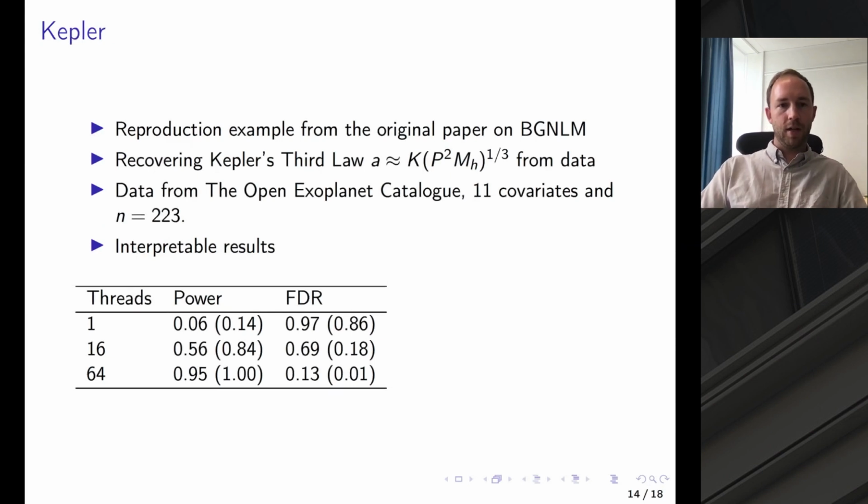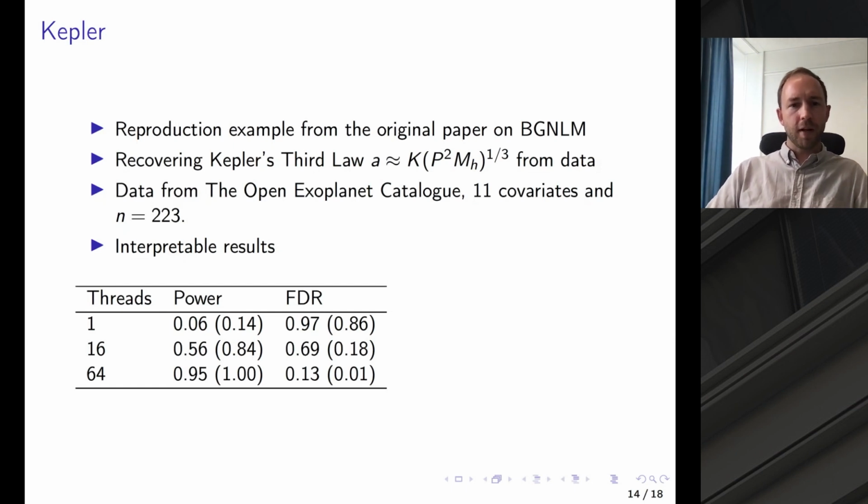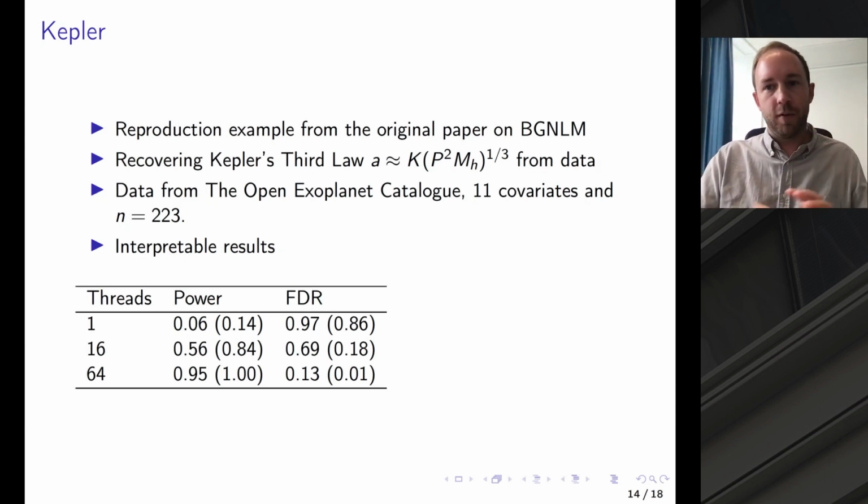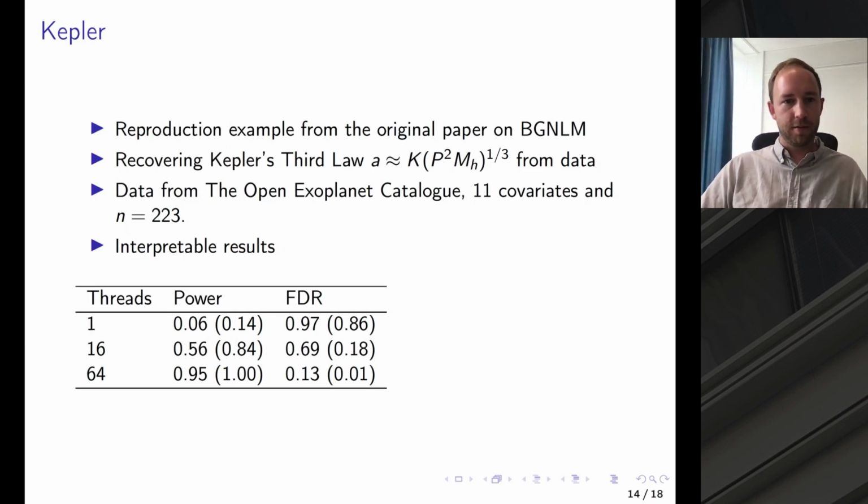Looking at the first example, it's just a reproduction from the original paper on BGNLM. What we're doing is using data from the Open Exoplanet catalog with 11 covariates and 223 observations to recover Kepler's third law, which I'm not fully up to date on exactly what it says, but it's the formulation he came up with whilst studying planets a long time ago. And the model is able to, from the data, recover this exact formulation of the law. So we get quite interpretable results.